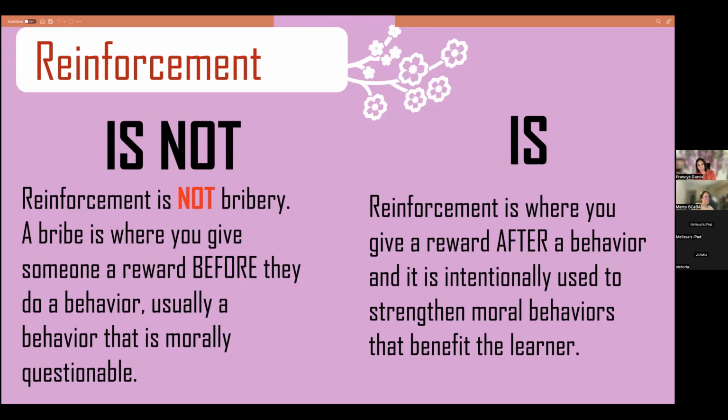Because a bribe, by definition, is where you give someone a reward before they do a behavior. For reinforcement, it is after they do a behavior. Do you guys see the difference? Bribe is before, reinforcement is after. What is reinforcement? It's where you give a reward after a behavior, and it is intentionally used to strengthen moral behaviors that benefit the learner. That is what reinforcement is. So it is not bribery. It is when you get a reward after a behavior, and it has an intention to strengthen behaviors in the future.